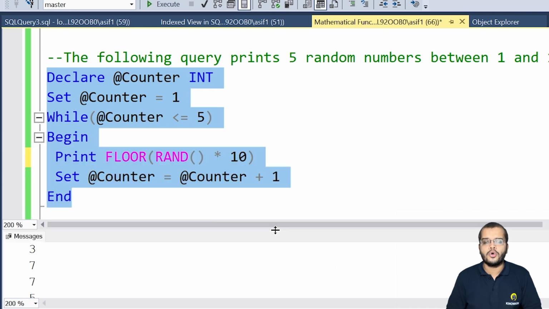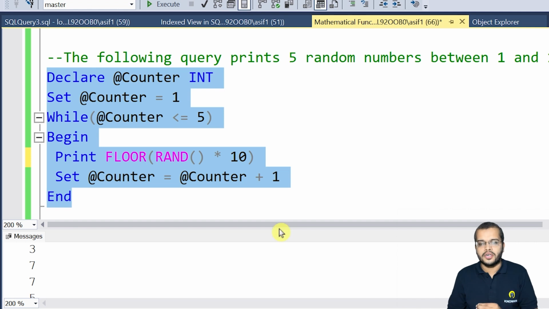So something like this. If you would like to print some random numbers, we have to use the floor mathematical function with the random function included in it. All right. So that's where we are going to get the proper output for the question that has been asked anywhere in interviews or in the companies.